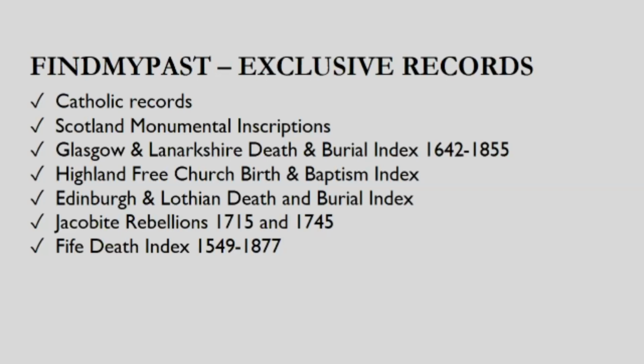And then you've got some different indexes and information from various locations. So they won't cover all of Scotland, they may cover certain parts of Scotland. So for example, if you find your ancestors are from Glasgow, you might want to look at the Glasgow Death and Burial Index from 1642 to 1855.